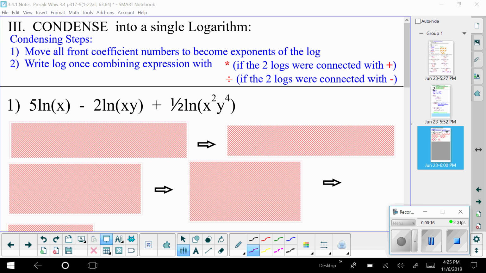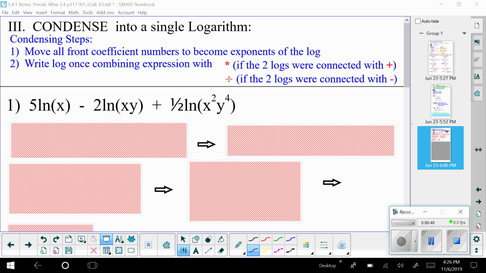So the very first thing we have to do with condensing is take all of those leading coefficients and make them exponents again. And the second thing that we need to do is take care of the addition signs, change those back to multiply, and then the subtractions, change them back to division. So our first problem, we have 5 natural log of x minus 2 natural log of the quantity xy plus 1/2 natural log of the quantity x squared y to the 4th.